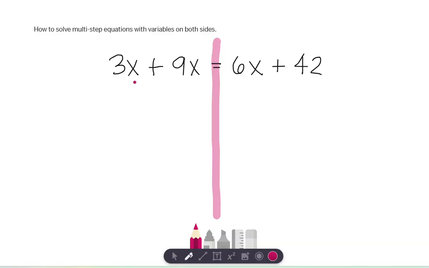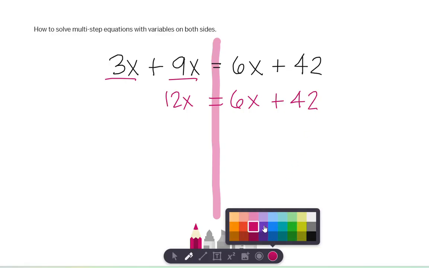I want to first combine the like terms over here. So I'm going to make it a little simpler by putting those two things together. 3x plus 9x, well, that gives me 12x. And it is equal to this over here. These are not like terms, 6x and 42, so I can't put them together.